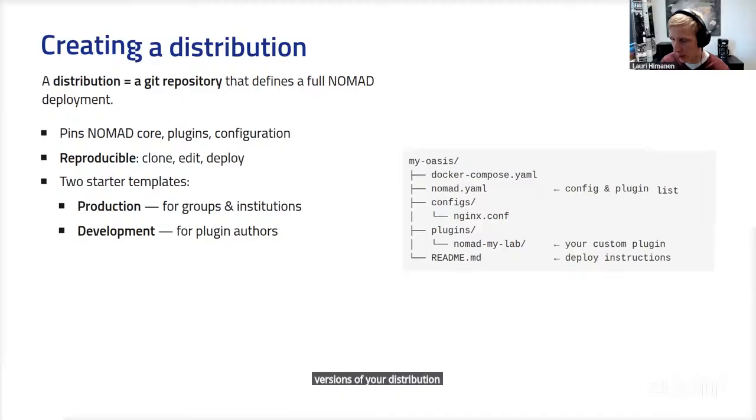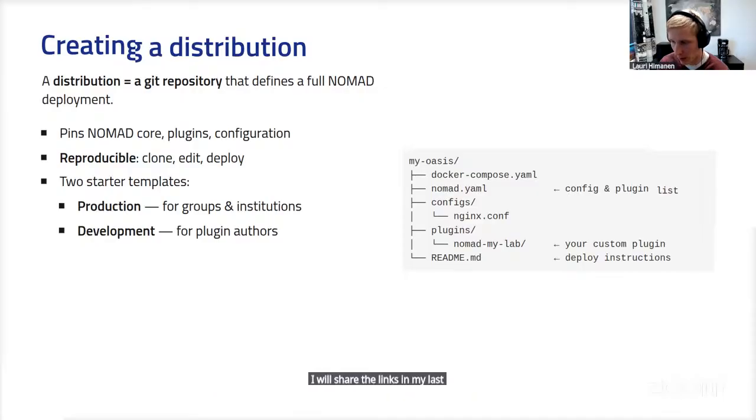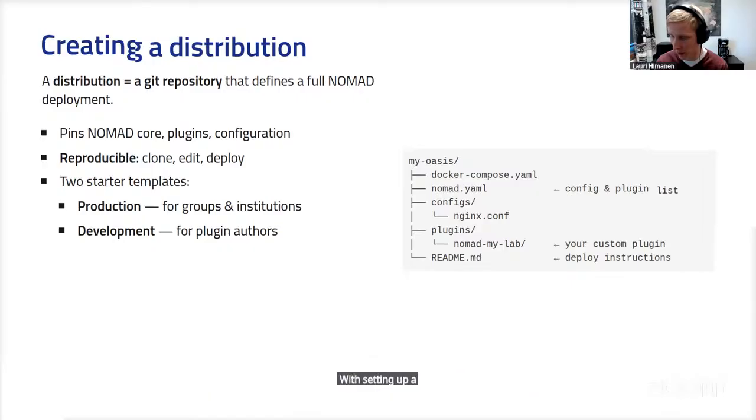And for starting out with this, we provide two different starter templates. So we have one for a production level Oasis. I will share the links in my last slide. And then there's also a development version, which is easier when you're just developing your distribution locally with a laptop, for example. So these templates that we provide will get you quite easily started with setting up a distribution that you can then deploy on your infrastructure.